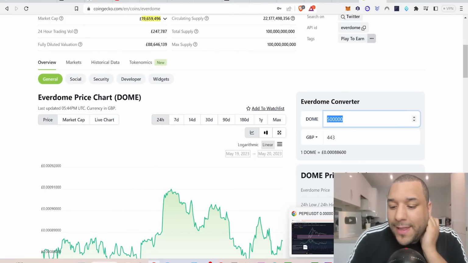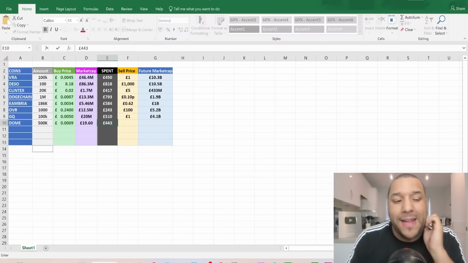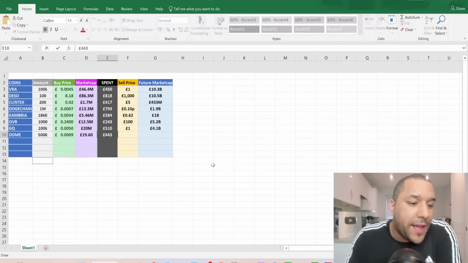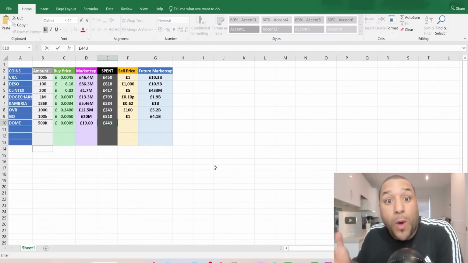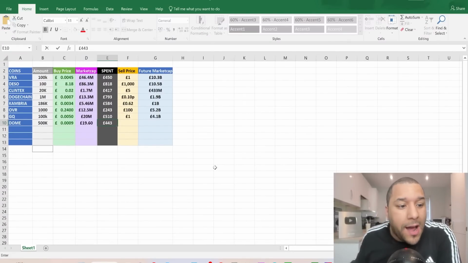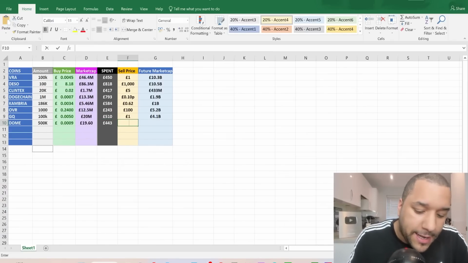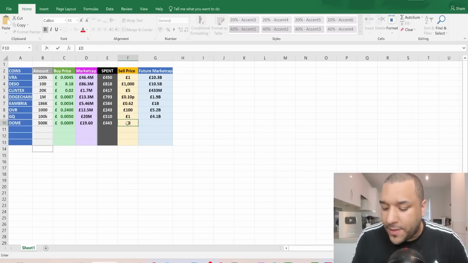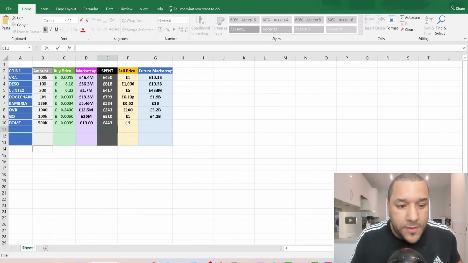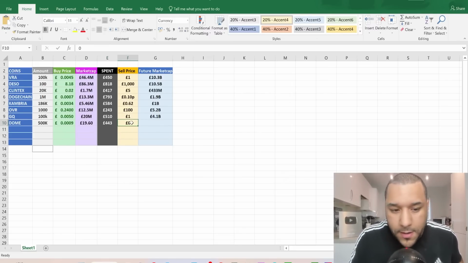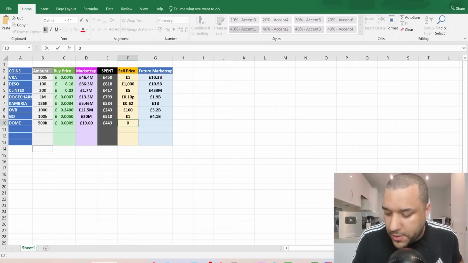And then you're basically going to wait for this to go to about 20 pence a piece. Because I think Everdome, you know, I'm not saying like £1, $1. I think it will go to 20 pence, which is about 24 cents. And that's quite realistic. I'm being very real with that sum here. 20 pence. Is it? Hold on, 0.2.